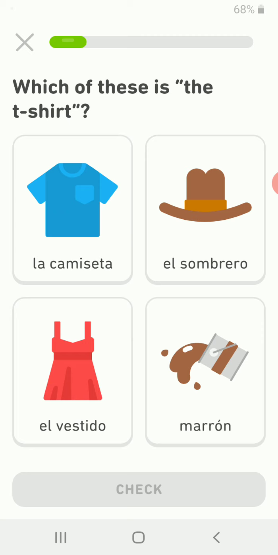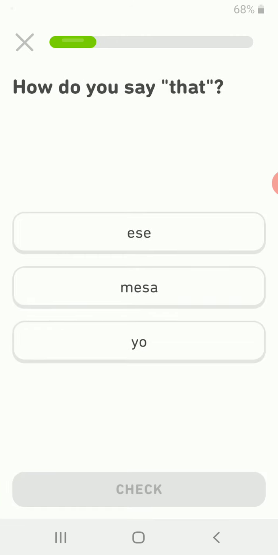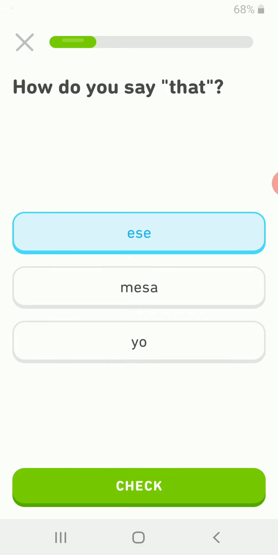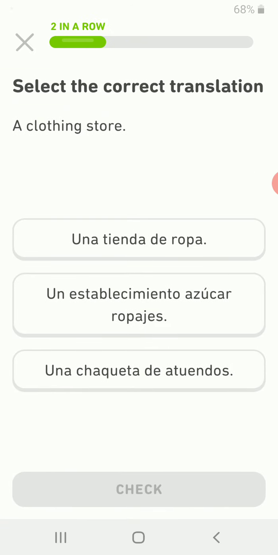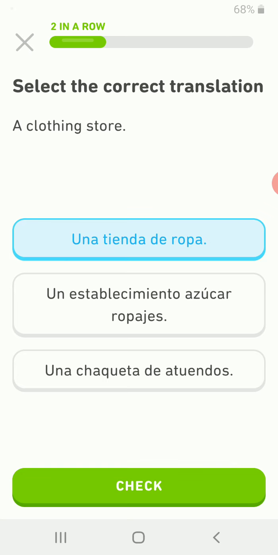All right. So it's about progress, not perfection. So keep it going. Which of these is the t-shirt? La camiseta. And how do you say that? Ese. Mesa means table. Yo means I. Select the correct translation. Clothing store. So clothing, una tienda de ropa. So ropa means clothes or clothing, and tienda means store.